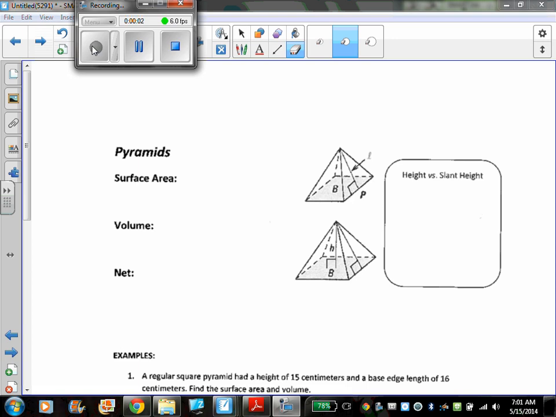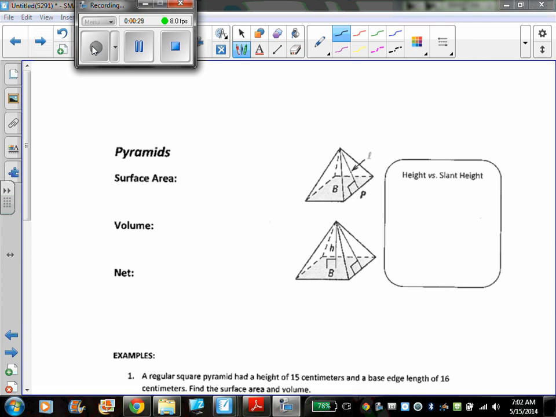Alright everybody, welcome to another video, this time on pyramids. So pyramids are a little bit like prisms because on these shapes there is a base, and that base could be a number of shapes. Could be a triangle, a square, a rectangle, a parallelogram, a trapezoid, could be almost anything. Could be a hexagon even.